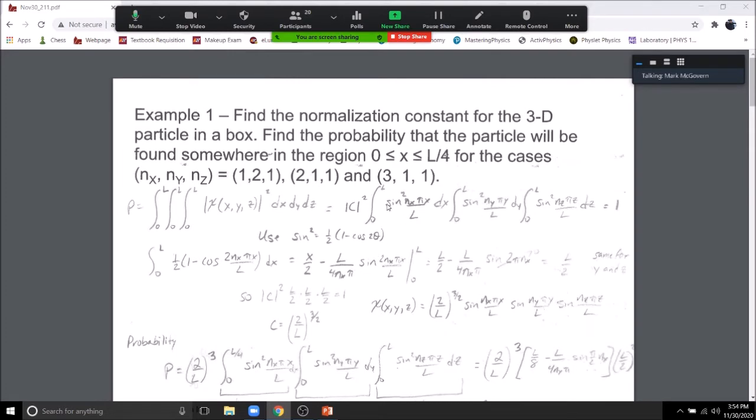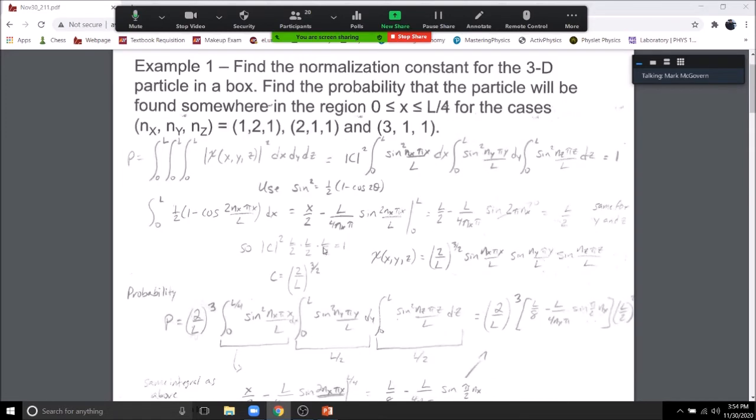Now, in order to integrate the sine squared function, I'm going to make a substitution like we've done previously when we did the particle in a box problem: sine squared is equal to 1/2 (1 minus cosine 2 theta). Now, I left out my angle here. This should say sine squared theta, and I forgot it. Don't do that. That's a bad thing to do. And we're going to plug that in to each one of these integrals here.